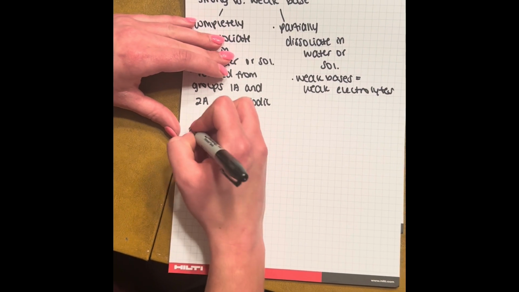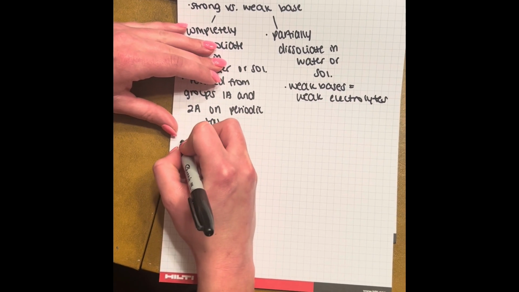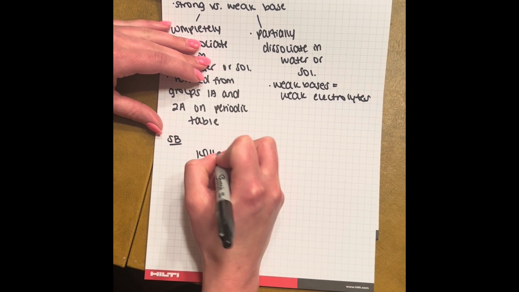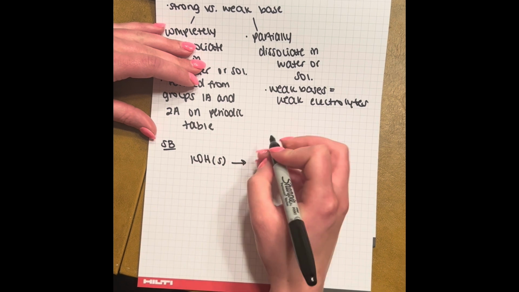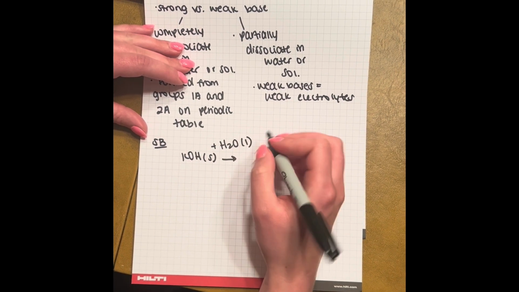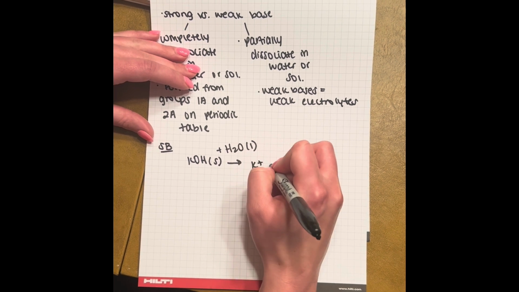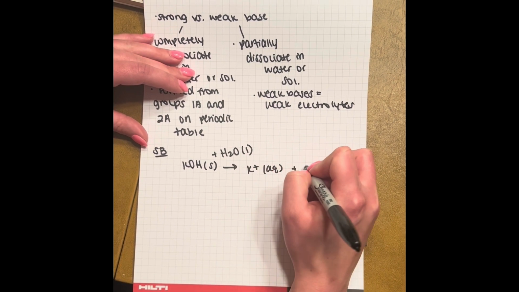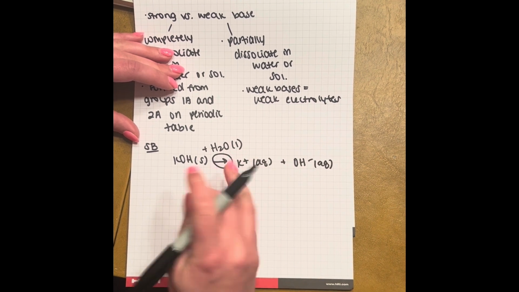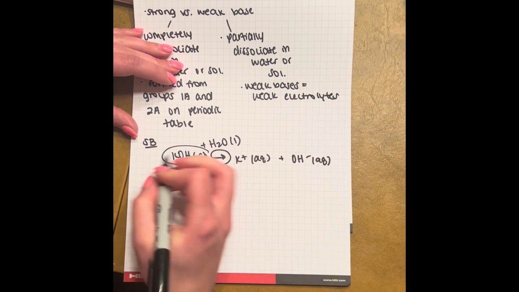So, examples of a strong base could be KOH, and that's going to dissociate when put in water into K+ and OH-. Completely dissociating. There's no forward and reverse.